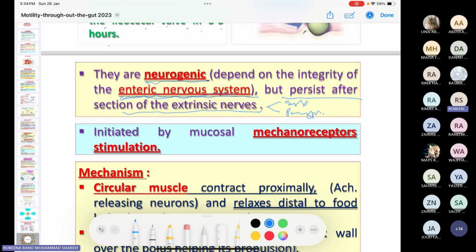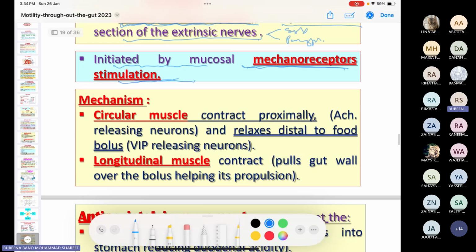And this motility, that is peristalsis, is initiated by mucosal mechanoreceptors, because when the food reaches the small intestine, it will stretch. Okay, so this is the mechanical action, right? So the mechanoreceptors will be stimulated. What is the mechanism?